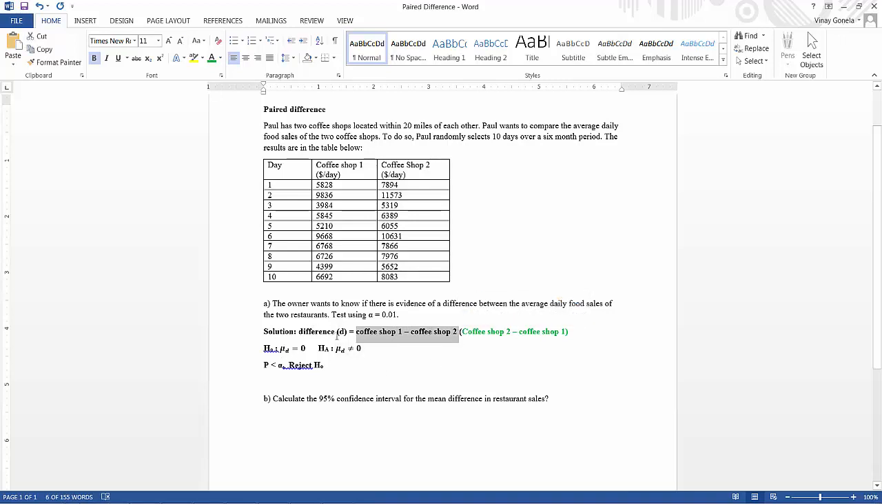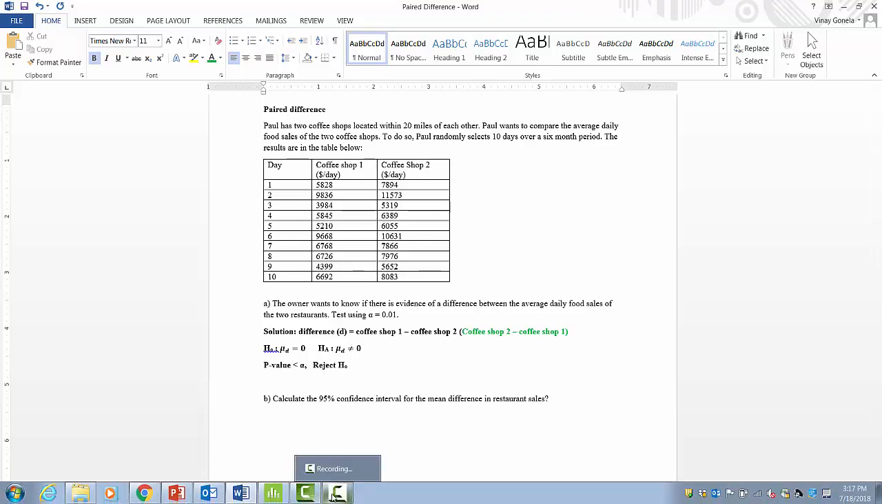So if we have a difference, coffee shop 1 minus coffee shop 2, and we want to see the difference between average daily food sales, our null hypothesis would be mu D equal to 0, which means there is no difference between the two coffee shops, and our alternative would be mu D not equal to 0, which means there is a difference between coffee shop 1 and coffee shop 2. If we are solving our problem with Minitab, we want to look at the p-value: if it is less than alpha, we reject H null.